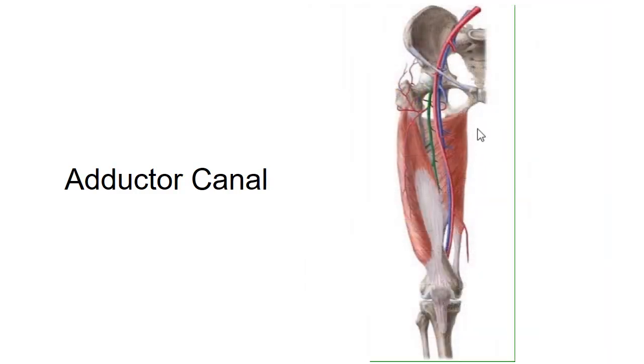This is an image of the adductor canal showing the passage of femoral vessels and nerve through the femoral triangle, adductor canal, and their exit from the adductor hiatus. You can see here the femoral vessels enter the thigh by passing through the femoral triangle. They then pass through the adductor canal and leave this canal by emerging through the adductor hiatus, which is an opening in the adductor magnus muscle, the distal attachment of adductor magnus muscle, and enter the popliteal fossa.